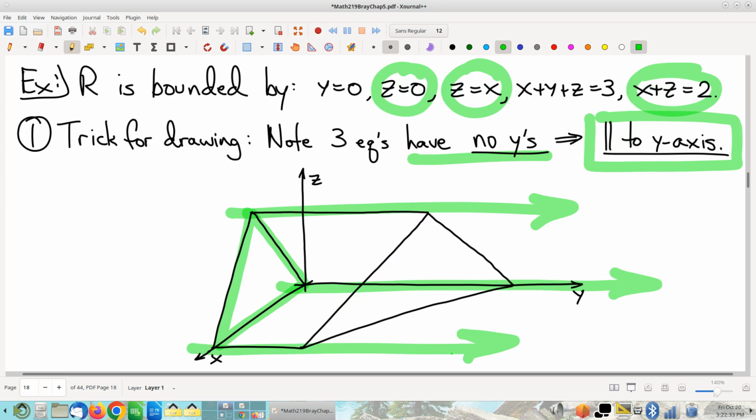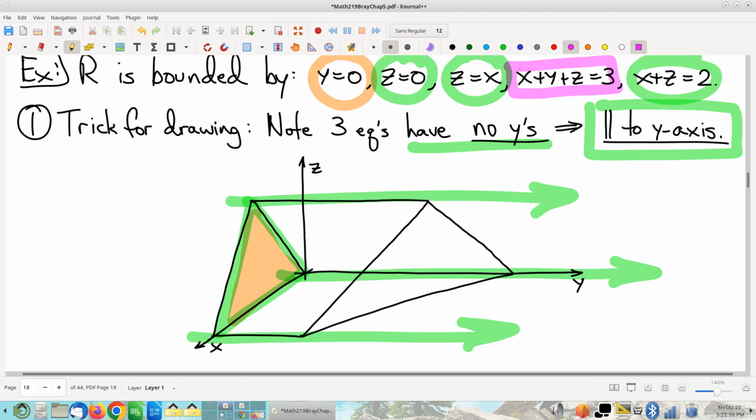And now that we're 3 down, 2 to go, right? We can just take them one at a time with what's left over. So let's start with y equals 0. Yeah, no sweat. That's the xz plane. That's going to intersect this prism on that face. And then we'll look at this last one. This is the weird one.